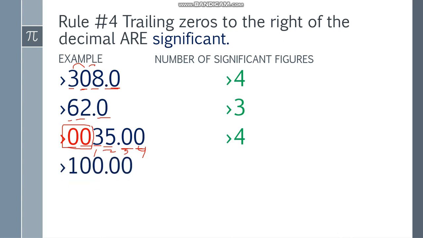100.00. Okay, so these are significant. How about the two zeros here? Since they are sandwiched by significant figures, we can also consider these two zeros significant. So that will be 5: 1, 2, 3, 4, 5. Lastly, we have 1.0. The zero here is significant because it is to the right of the decimal. So we have 1, 2.